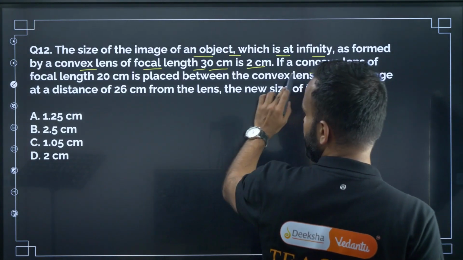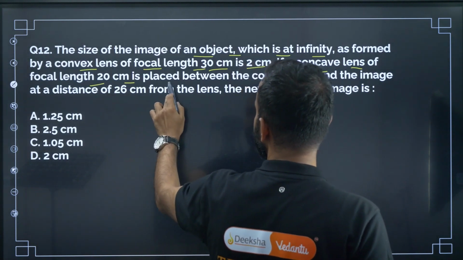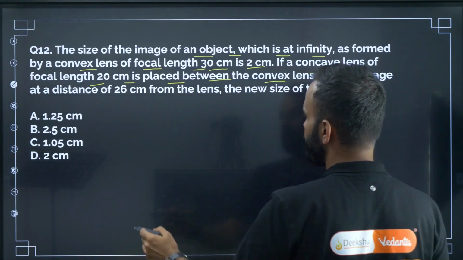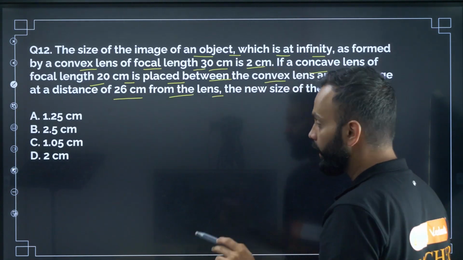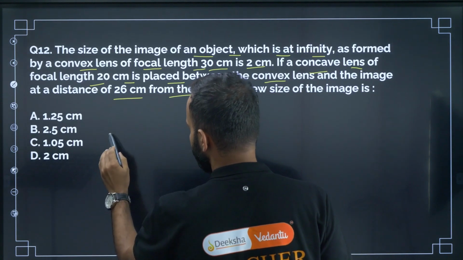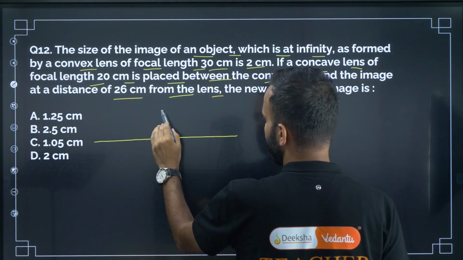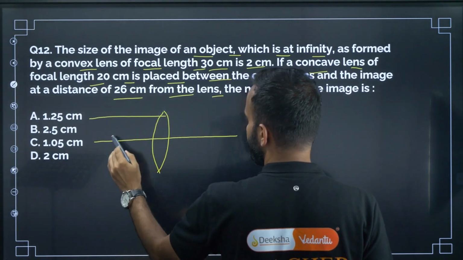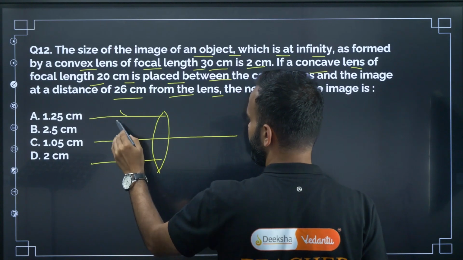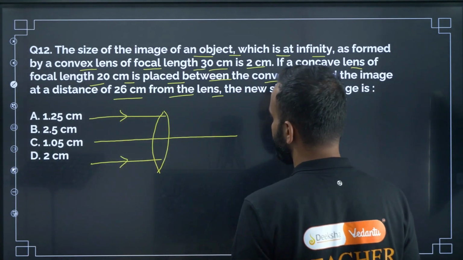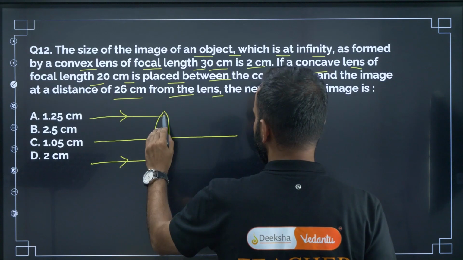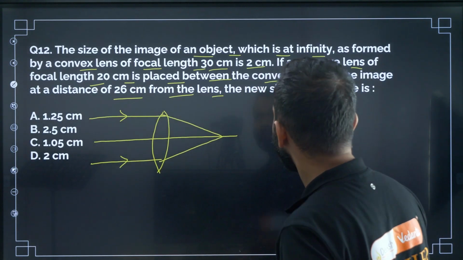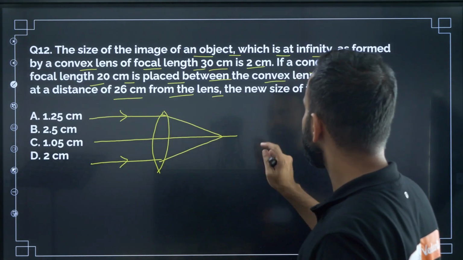If a concave lens of focal length 20 centimeter is placed between the convex lens and the image at a distance 26 centimeter from the lens. Okay, let's draw the diagram. Here this is the convex lens, right? So the object is at infinity, so the rays are coming from infinity. If rays are coming from infinity, they converge at the focus. So what is the focal length? Focal length is 30 centimeter.